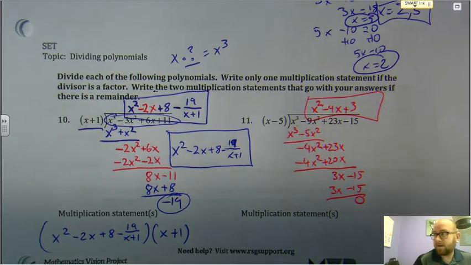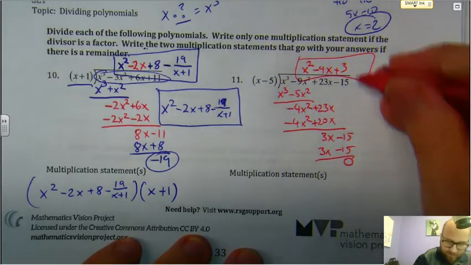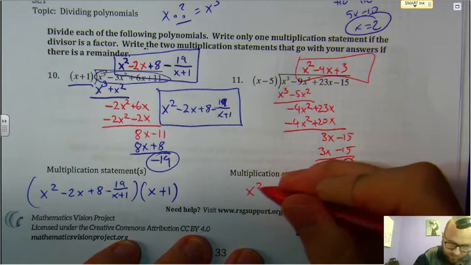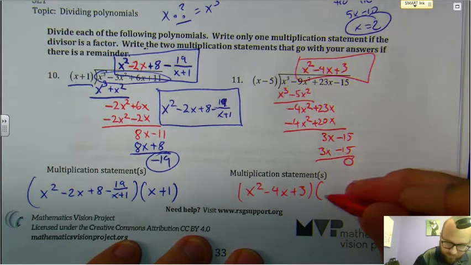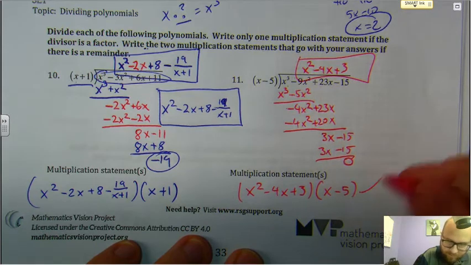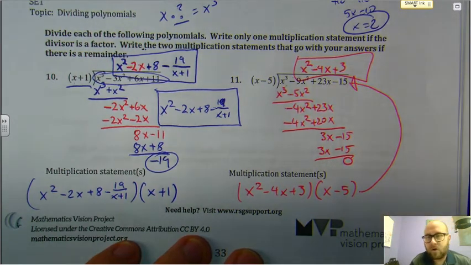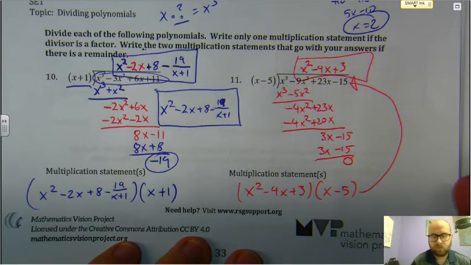And then to write that as a multiplication statement, I would take my answer, x squared minus 4x plus 3, and I would multiply it by what I divided by, and that would be the same thing as that third power polynomial that we just had. Cool. All right, let's go on to the next one.